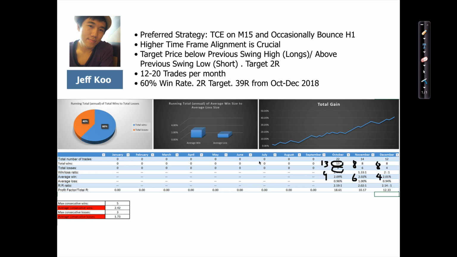Now, everyone has their own unique style of trading. This is a summary of Jeff's style. His preferred strategy is that he focuses mainly on TCE. In fact, 90% of his trades are TCE, and he focuses on M15. Why? Well, he just likes it. And occasionally he will trade a bounce on the H1 time frame. He says higher time frame alignment is critical, which I mentioned. And now he's got a unique style.